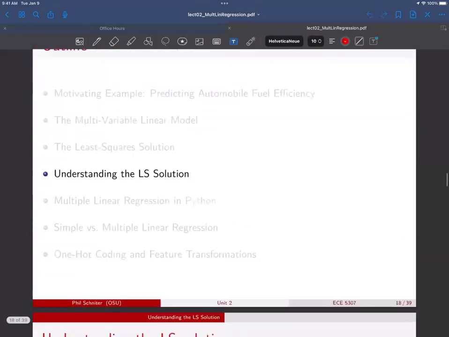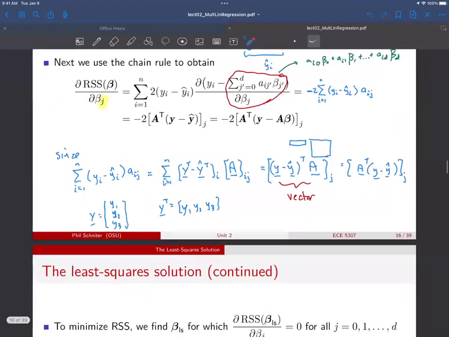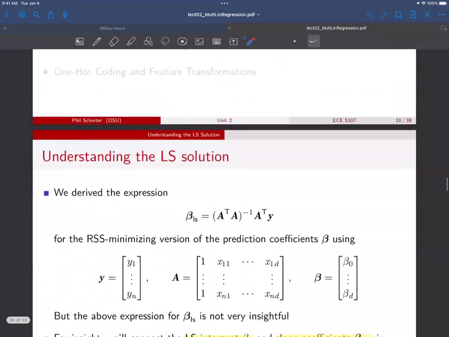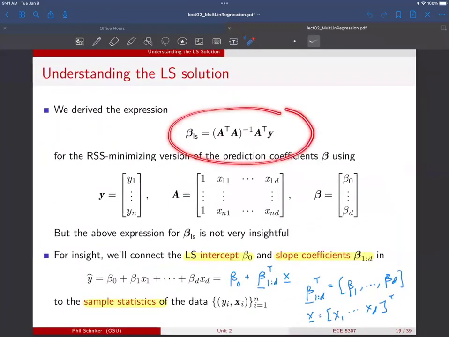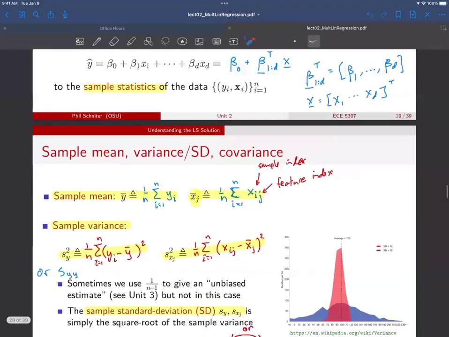Okay. So we were talking about minimizing the RSS by choosing the coefficients beta 0 through beta d. We went through one derivation where we got this expression, but this one is not very interpretable. So we're going to do it using a slightly different approach where we split the intercept off from the remaining slope coefficients and treat them a bit differently in the derivation.